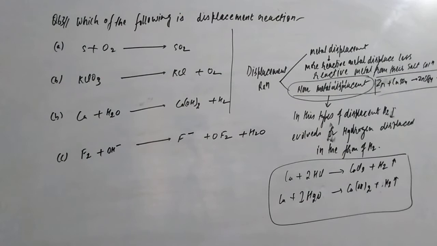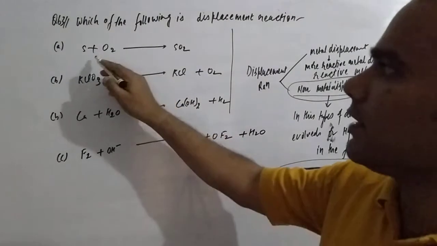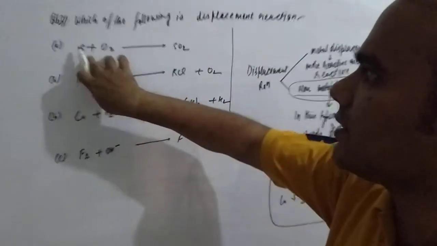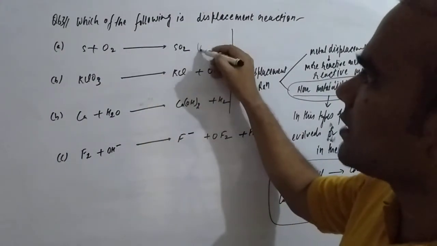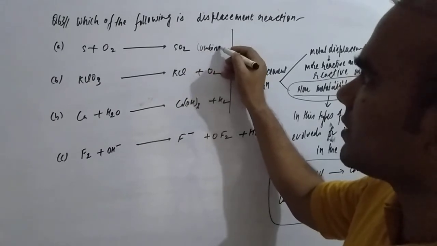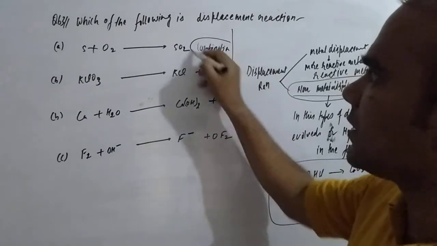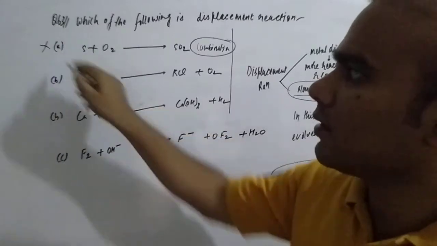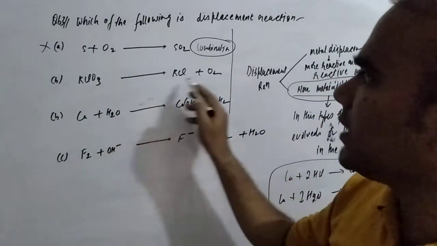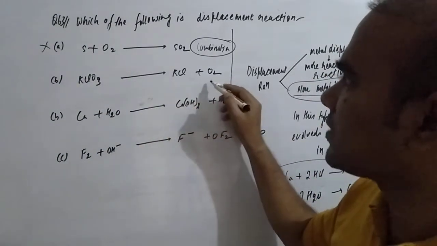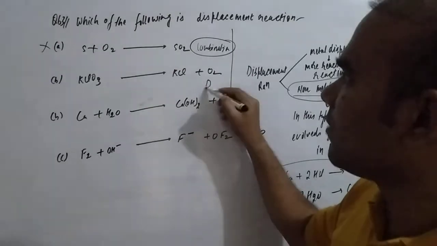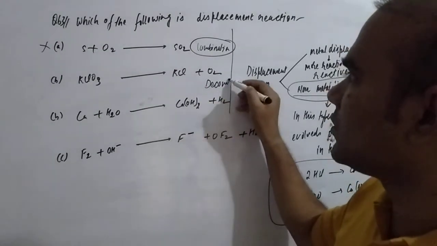Now we have to apply this concept to the question. What is the question here, student? Sulfur is there, so it is a combination. Two are combining to give 1. So it is an example of combination, not displacement. So this is wrong. If you are going for the second, 1 is breaking into 2. So what is this, student? This is decomposition.